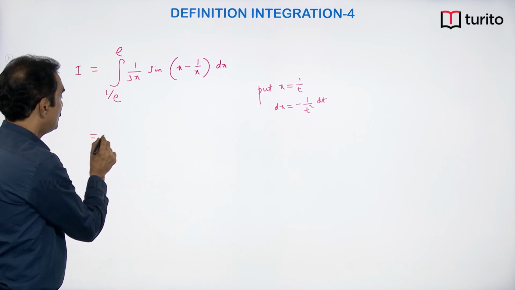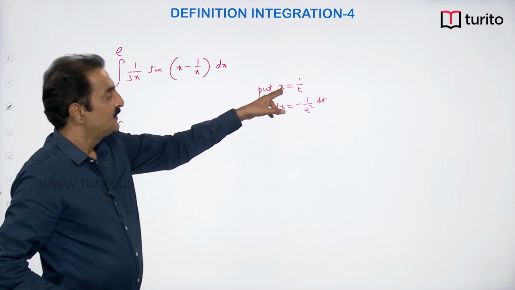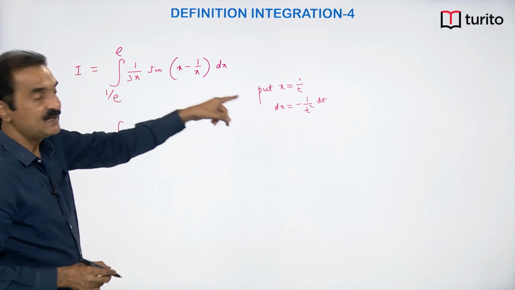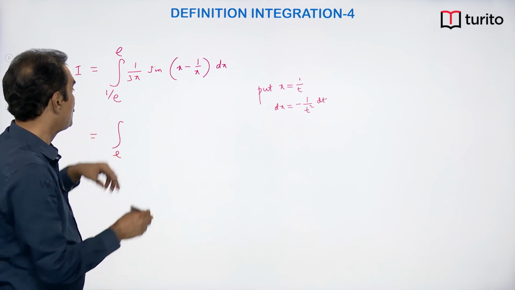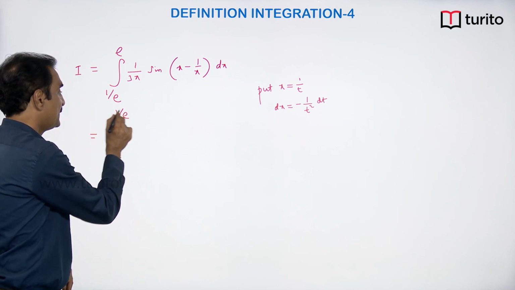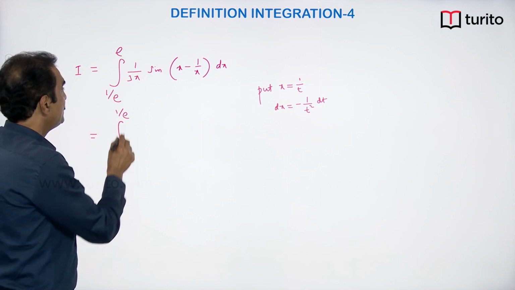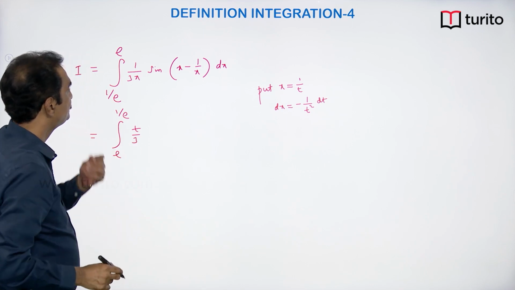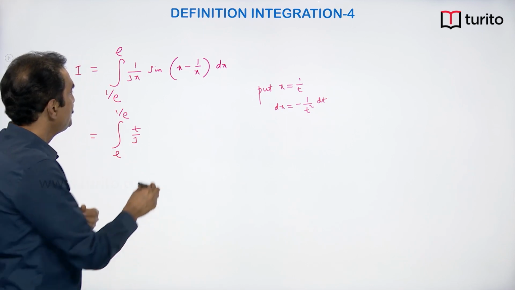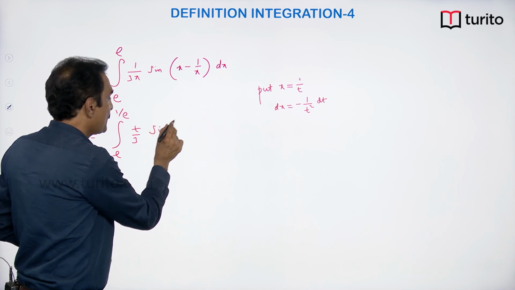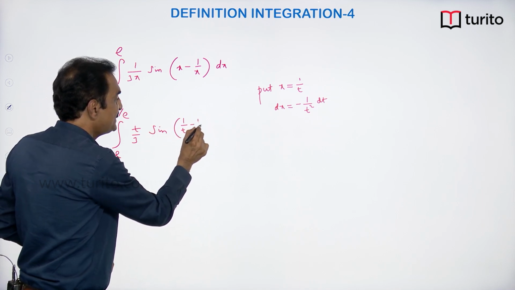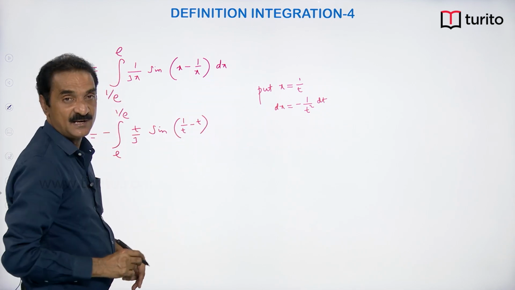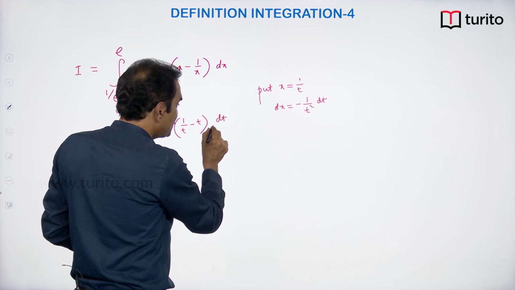Then what will be the new limits? If x is 1 by e, t is equal to e. If x is e, t is equal to 1 by e. Integral e to 1 by e, this becomes t by 3. 1 by x is t, no? Into sine of 1 by t minus t into dx is minus 1 by t square. I will write minus sign here, dt by t square.